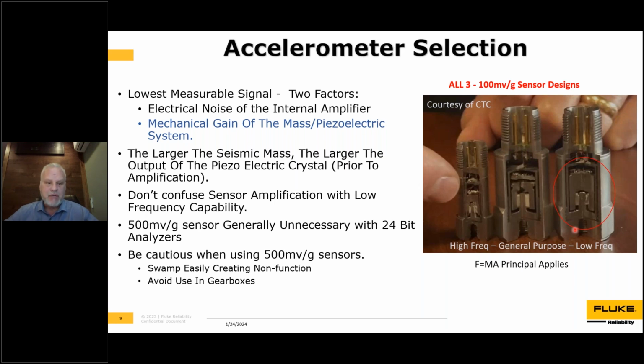And again, I've already mentioned, our experience is that 500 millivolts per G is unnecessary with 24-bit analyzers today. And we find a big downfall to 500 millivolts per G. Because they have such a narrow range, they're easily swamped, particularly on gearboxes, which have high frequency noise in them. That high frequency noise will often swamp out that 500 millivolt per G sensor, and you don't even know it. You're flying blind. You're not getting any real data out of them. So we avoid their use pretty significantly in gearboxes. The typical practice for the last 20, 25 years has been 500 millivolts per G, but I think today it's really unnecessary. And it does create some harm.